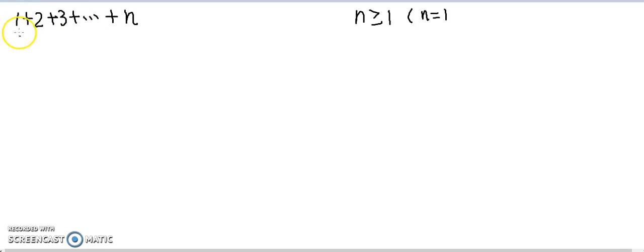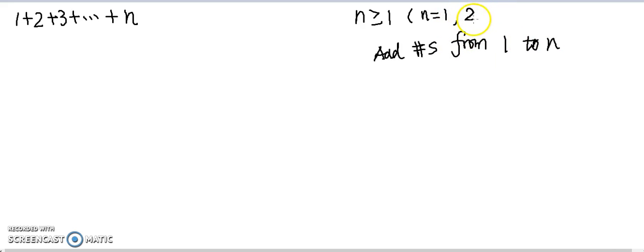Because what we call the sum of the numbers here actually means we are adding the numbers from 1 to n. So if n equals 1, that pretty much means we add the integers from 1 to 1, which is just one number.